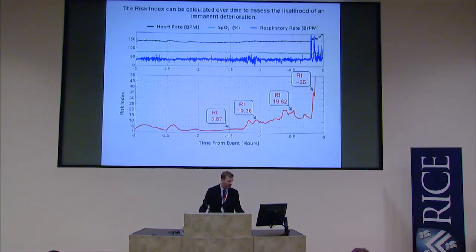What you see is that in this particular case, about 3 hours prior to the deterioration, the index is between like 1 and 5, and it's all scaled to the average risk of having an arrest in that population. So 1 is their average risk, 2 is twice the average risk, 3 is 3 times the average risk. So if you go from 1 to 4, that's okay.